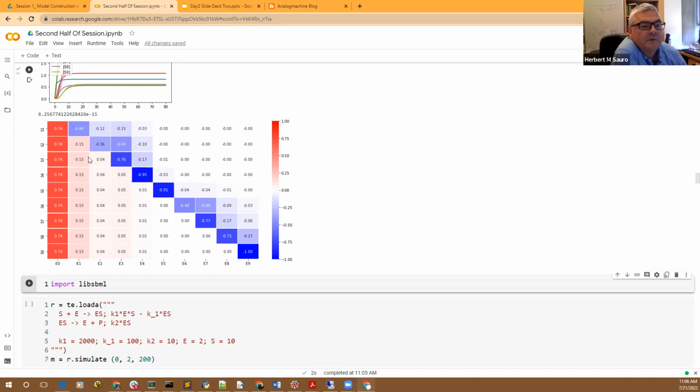You'll see, in fact, it's split through a diagonal. All the ones below the diagonal are positive, and all the ones above the diagonal are negative. This reflects the fact that perturbations at a particular point mean that everything upstream will decrease in concentrations and everything downstream will increase in concentrations. And that's what you're seeing here in this diagonal that divides the red from the blue.